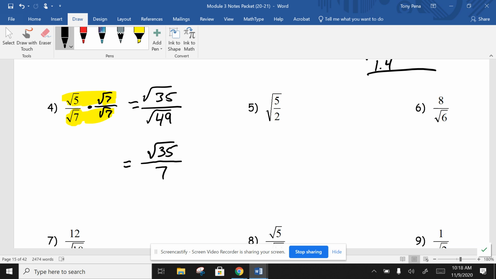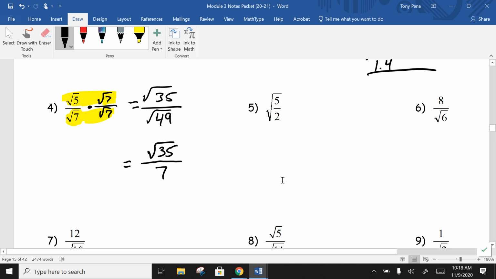Okay. Quick question. Yeah, go ahead, Kim. So both of them are square root. Why can't we use the numerator? Why can't you what? Why can't we use the square root of 5? Oh, okay.